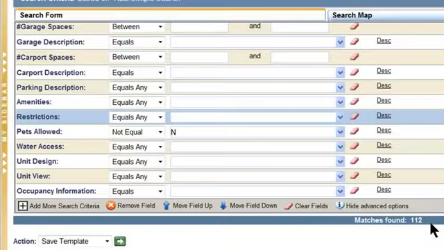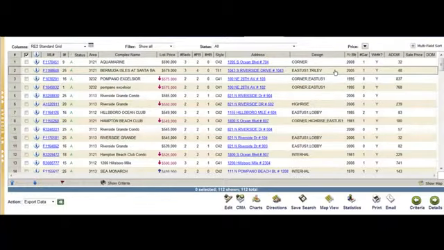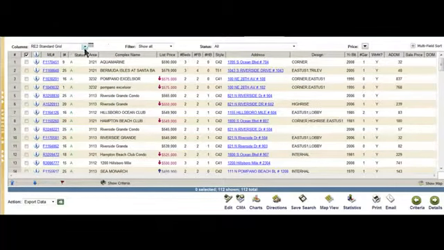Now, how come you have more now than you did before? Well, something's wrong. So what you're going to have to do is put in not equals and then no. That's the only way you're going to get all of them, and let me show you why. This is what's happening. We're going to go to the results. To see what's really happening, I'm going to go to a custom grid.